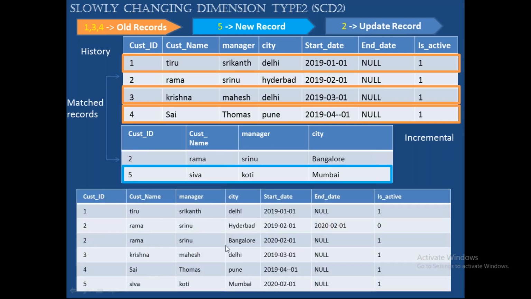Now when I implement my SCD2, you see for customer ID 2, we have 2 records, with start date and end date, and is active is 0, and exactly from that particular date he started living in Bangalore. But for the historical record, you see it is inactivated, is active is 0. Is it clear to all of you?